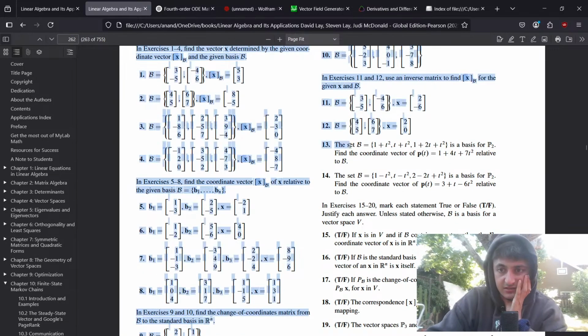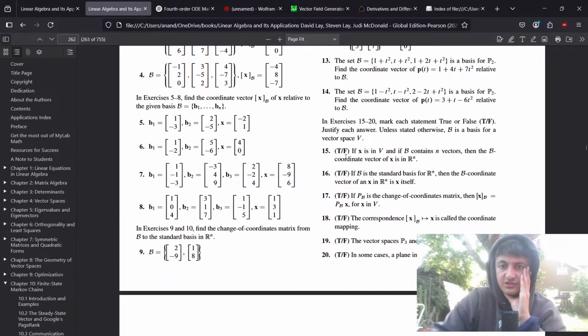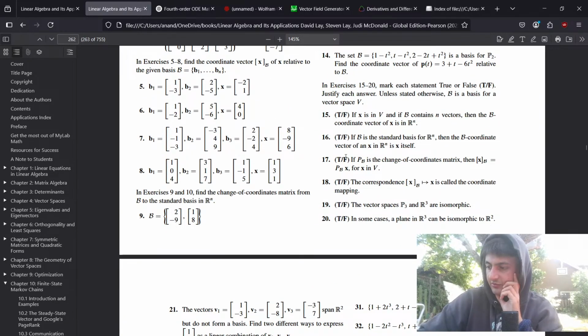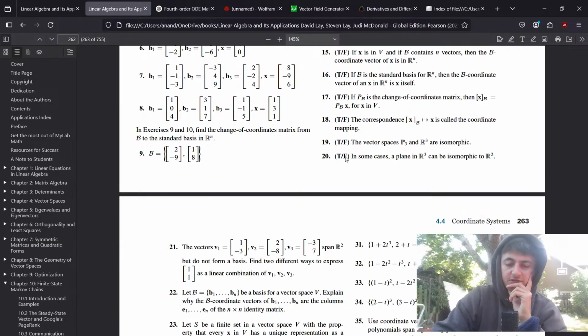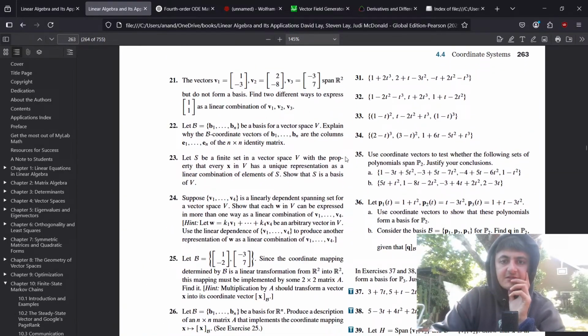The set is a basis for P2. Find the coordinate vector relative to B. Okay, that one's easy, but we'll do that one. All right, true falses 15 through 20. So we'll do 15 through 20. Okay, this section might be pretty fast. It's always the tail that's long.